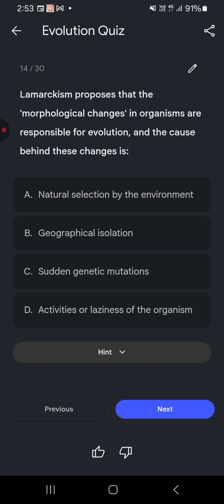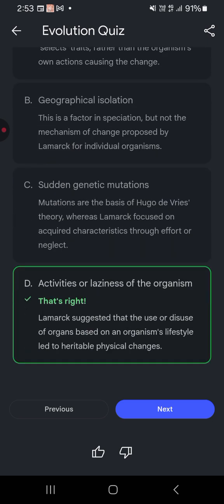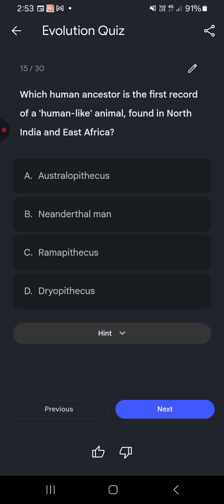Lamarckism proposes that the morphological changes in organisms are responsible for evolution, and the cause behind these changes is activities or laziness of the organism. Lamarck suggested that the use or disuse of organs based on an organism's lifestyle led to heritable physical changes.